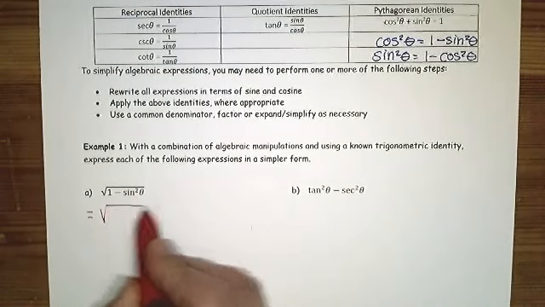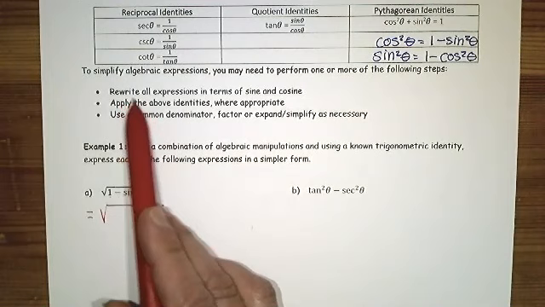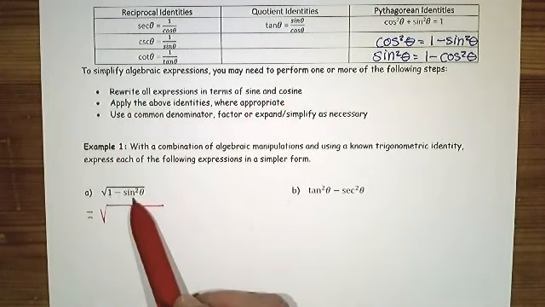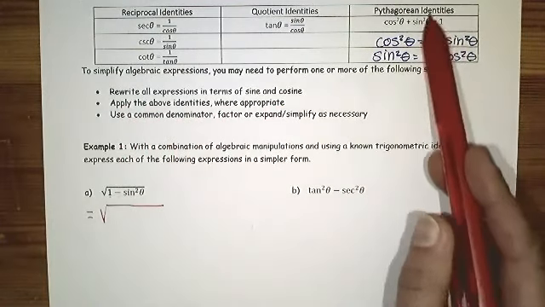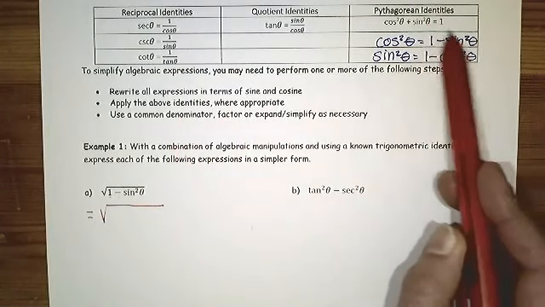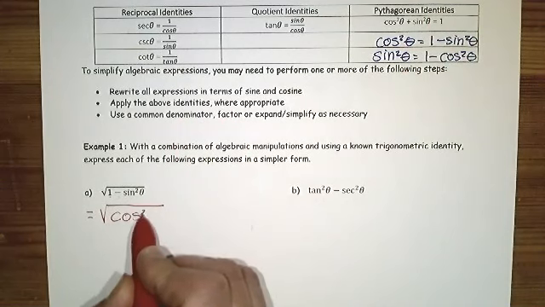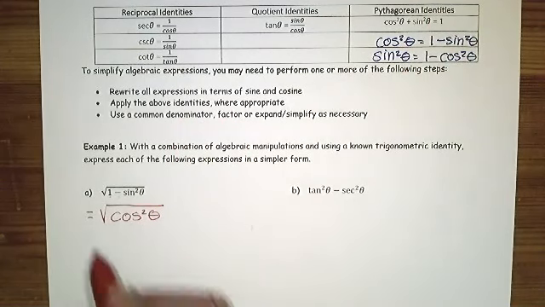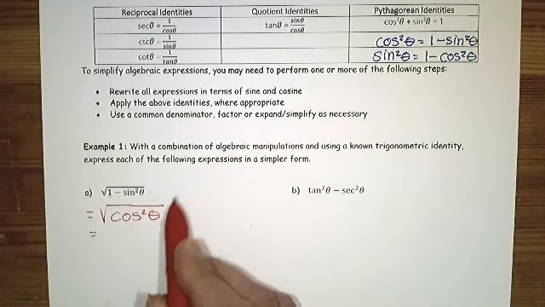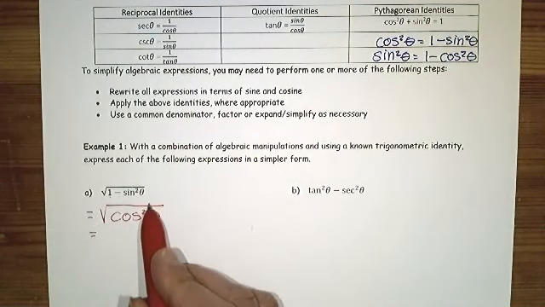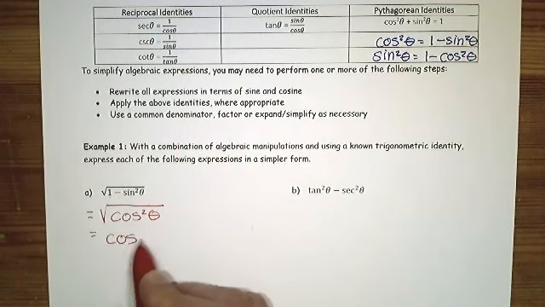Under this root sign, I see that I have 1 subtract sine squared theta. So first off, write all in terms of sine and cosine. Well, it's already in terms of sine. The next thing I'd look to see if I can apply one of the identities. So when I come over here to the Pythagorean identities, I notice that 1 minus sine squared theta is equal to cos squared theta. So I can substitute in cos squared theta. Also, if I have a square root, you can rewrite this if you want in exponential form if you choose, but a square root and a squared, remember those are opposite operations and they will cancel each other out, and I have cos theta.